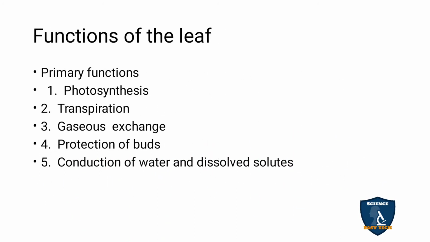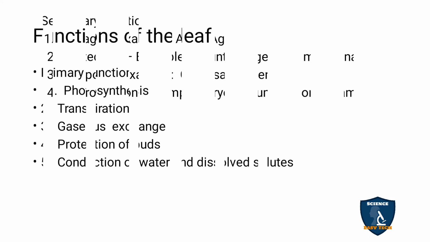Now we move on to the functions of the leaf. Primary function, as we discussed in the first slide, the leaf is the primary photosynthetic site. So the photosynthesis, transpiration, gaseous exchange, protection of buds, and conduction of water and dissolved salts. So these are the primary functions of the leaf. And the secondary functions.